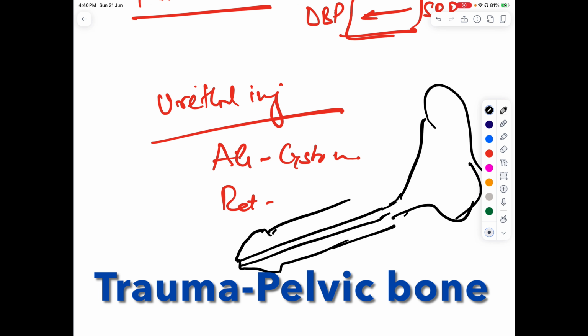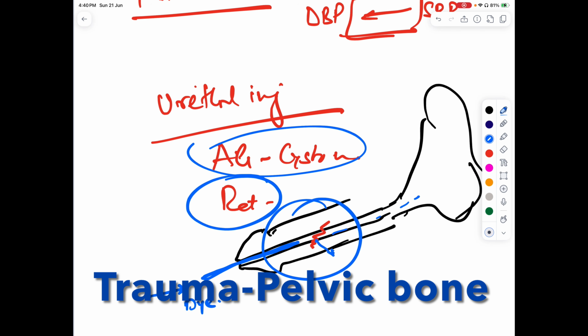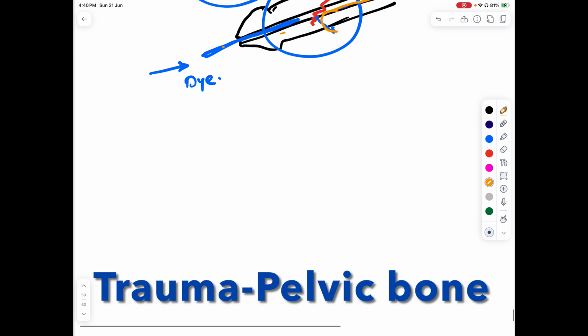And after injury, if you suspect a urethral rupture, what you do is retrograde. You put a soft catheter here, inject the dye, and see on the cystourethrogram whether it is going up or there is a leak. This is retrograde. What is antegrade? You put a suprapubic catheter inside the bladder, put the dye inside, and check whether it is passing or spilling out. So this is retrograde and antegrade.